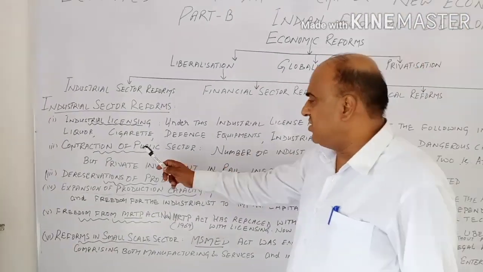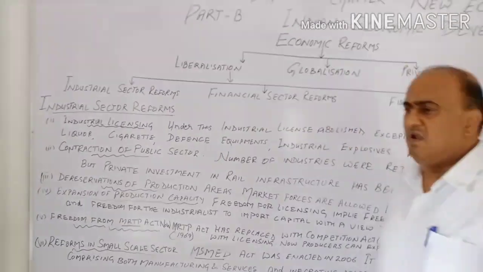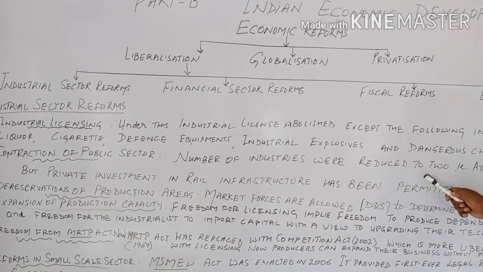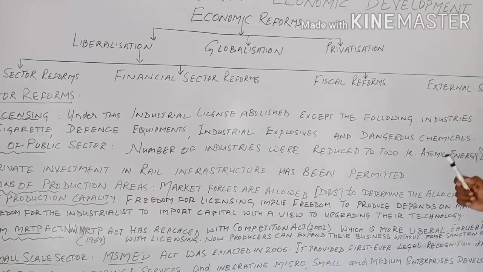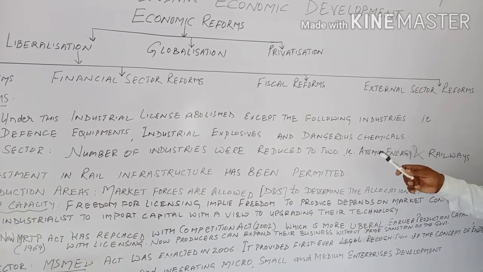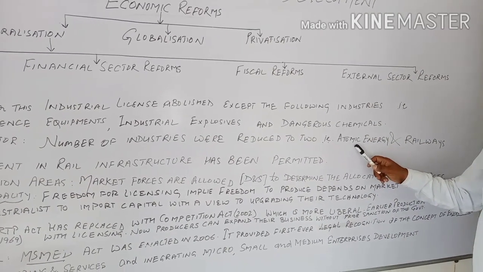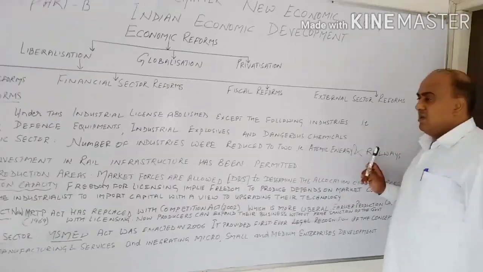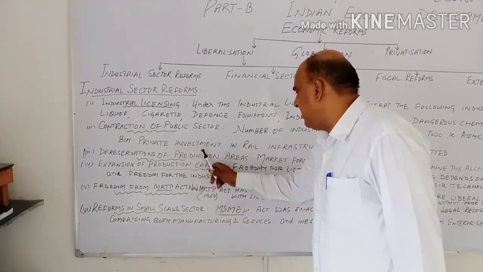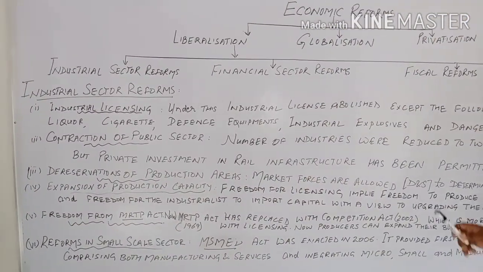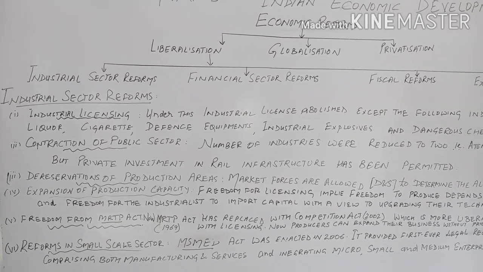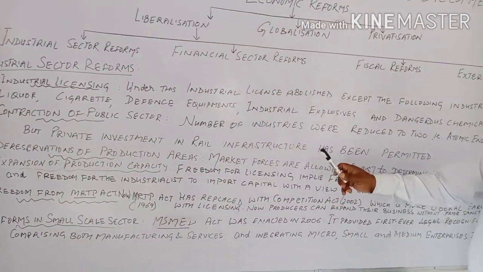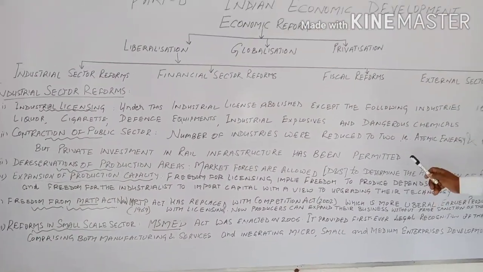And number two, contraction of the public sector. Earlier we were adopting the PSU system. Now the number of industries reserved for the public sector has been reduced to two. Under PSU, there is a shift from government to private sector. Now the government has control over atomic energy and railways. But under railways, private investment in rail infrastructure has been permitted.